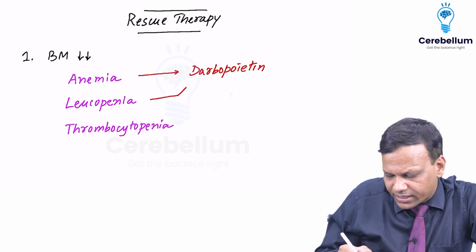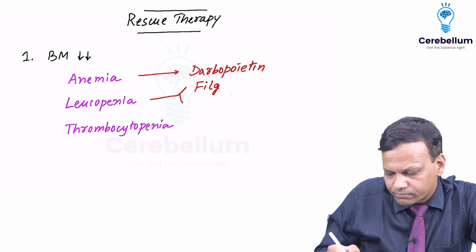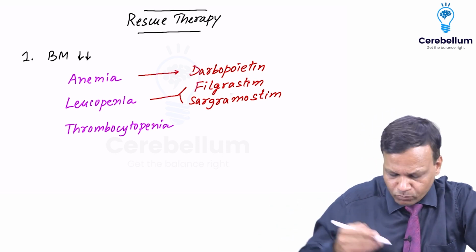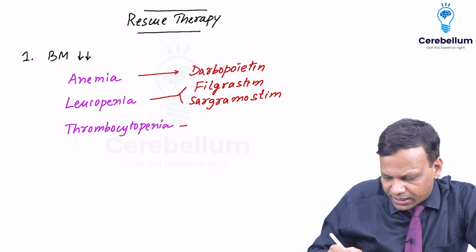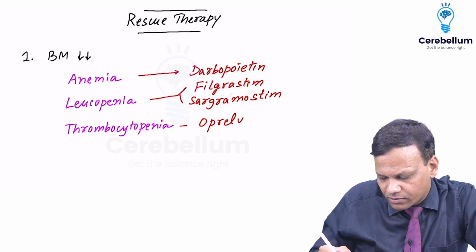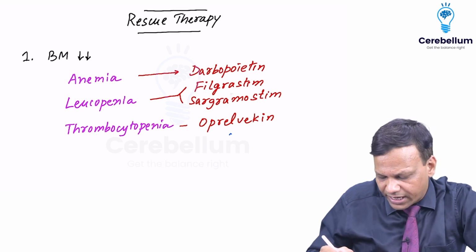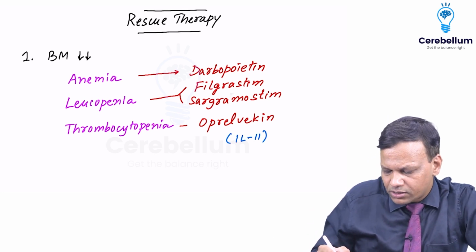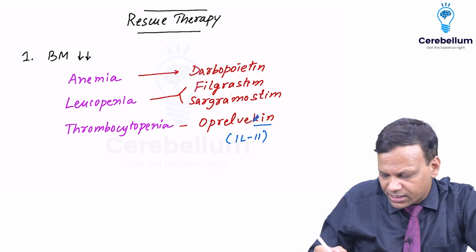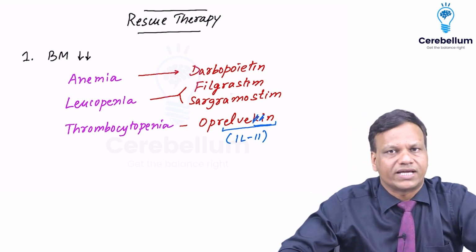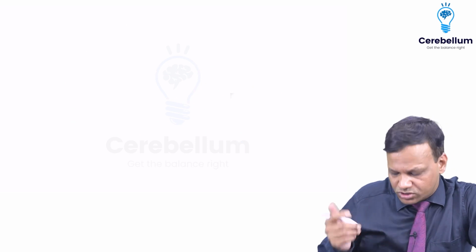Similarly, leukopenia, we can treat by giving filgrastim or sargramostim. So this is used for chemotherapy-induced leukopenia or neutropenia. And thrombocytopenia can be treated by interleukin 11, which is oprelvecin. Oprelvecin can be used for thrombocytopenia due to anti-cancer drugs. It is interleukin 11, and we already discussed how to remember. Use the kin means interleukin, then remove the key, and the remaining is 11. So it is used for thrombocytopenia due to anti-cancer drugs. Okay, so that is bone marrow suppression.